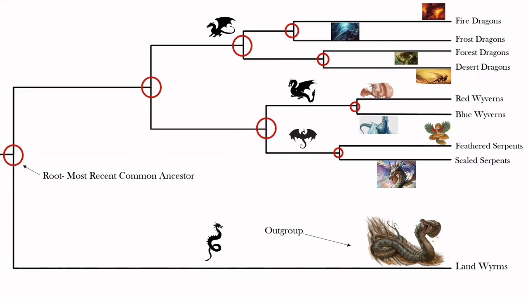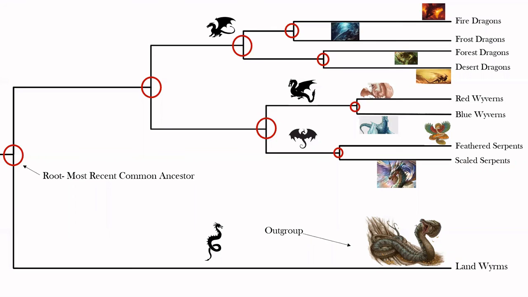Now just to look a bit more at the design of the tree, at the far left we have our root. That's our most recent common ancestor. In this case, landworms are going to be our outgroup, since we're mostly looking at the more dragon-like species with wings. And in the red, we have our internal nodes, and those show every speciation event that occurred.